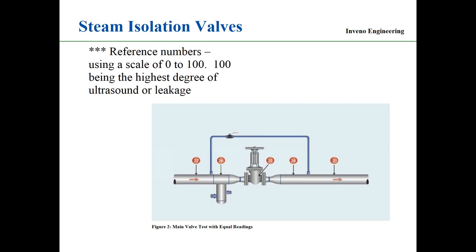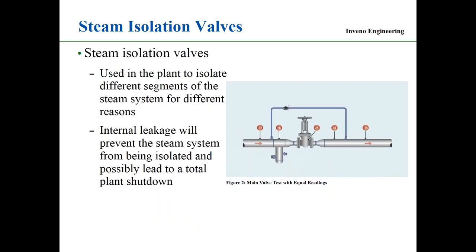If all these numbers are close in ultrasonic levels, the valve is not leaking. A leak will generate more ultrasonic sound, then you'll know the leakage is occurring. So on this isolation valve, with all the points pretty well close in ultrasonic level, that gives me an indication the valve is seated and it's not leaking through.